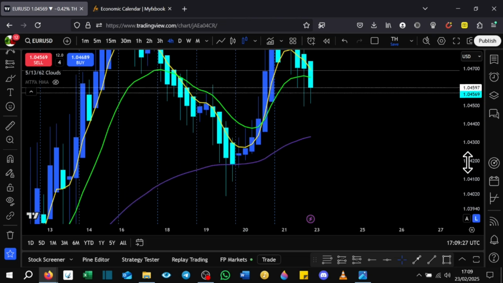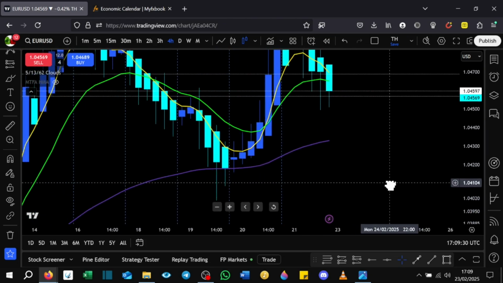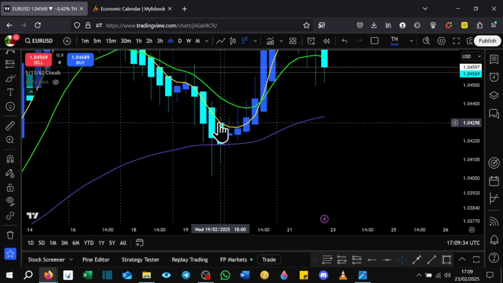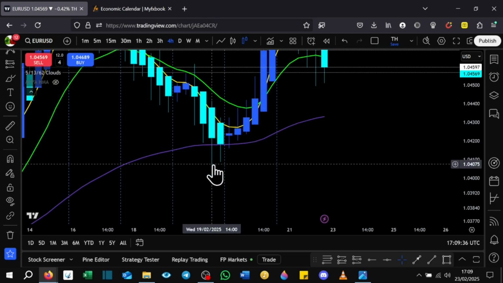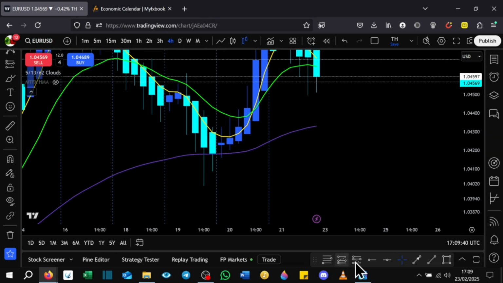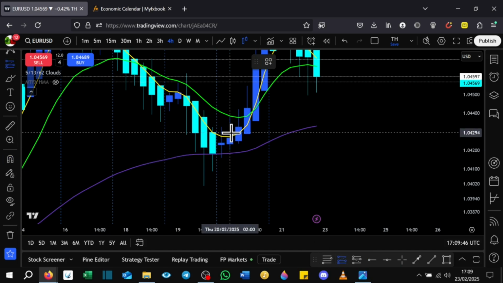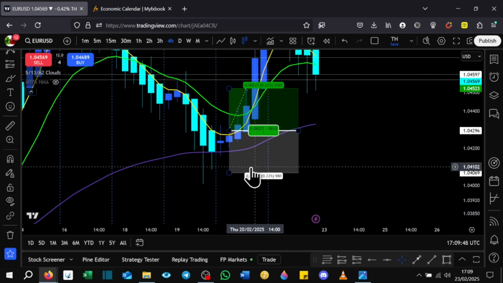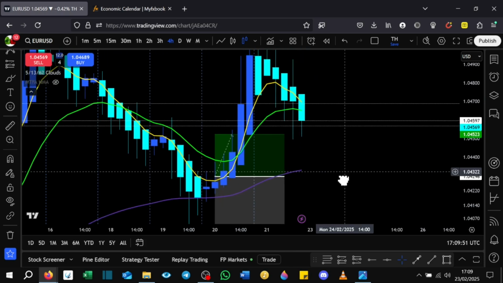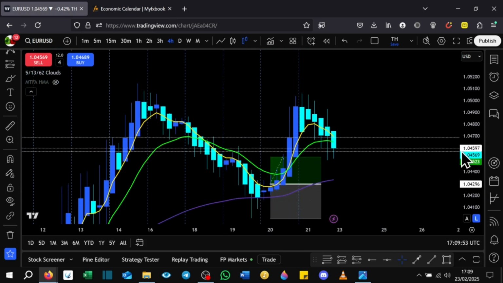So then I set a buy stop on this candle here. This is the last candle that hit the 62 EMA and then started to go higher. So I've set a buy stop on this candle here on the opening, a stop loss there, and then I set a take profit.